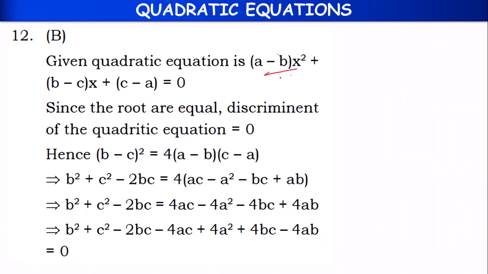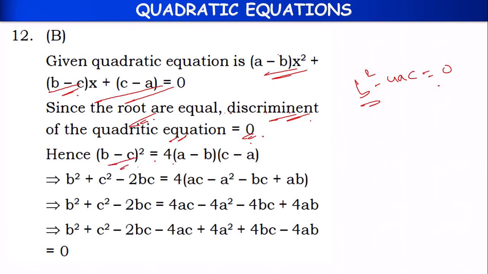For the given equation, if the roots are equal, what does it mean? Discriminant value will be 0, which means b square minus 4ac equal to 0. Then only roots will become equal. In the place of b, we have b minus c, means (b minus c) whole square equal to 4 into, in the place of a we have a minus b, 4 into (a minus b). In the place of c we have c minus a.